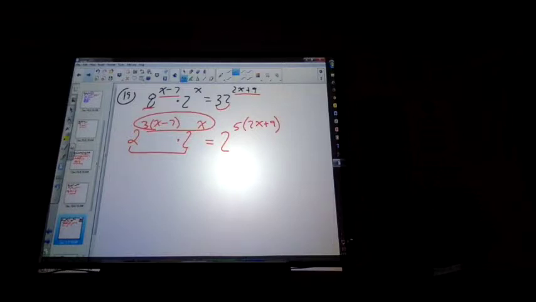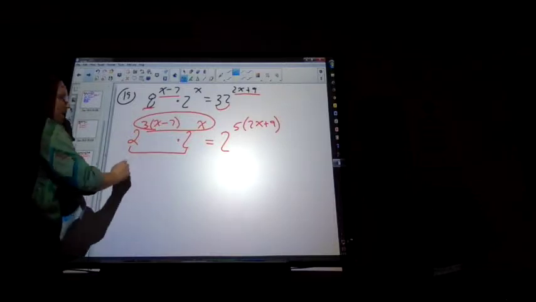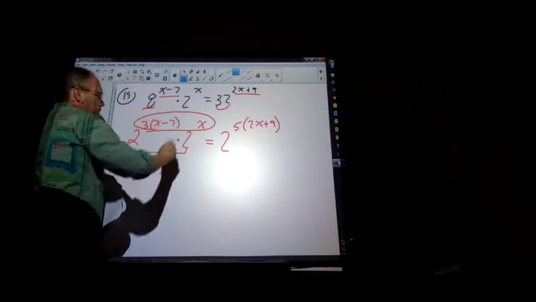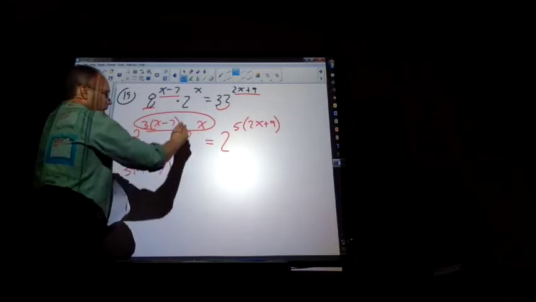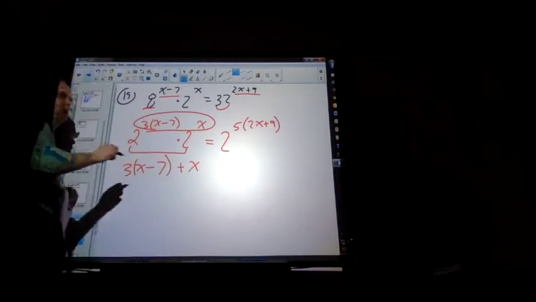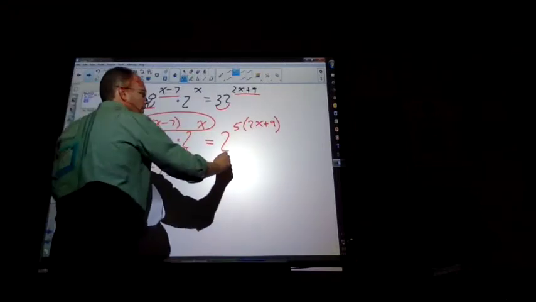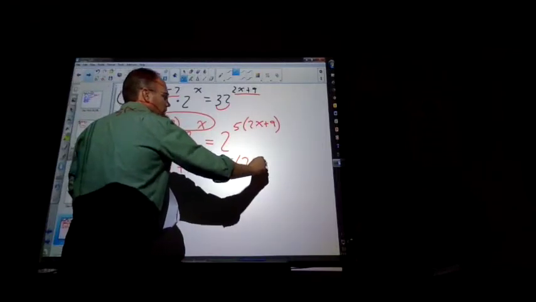Like bases being multiplied, you add the exponents. So we're going to get 3x minus 7 plus x. Does that make sense? Is equal to 5 times 2x plus 9.